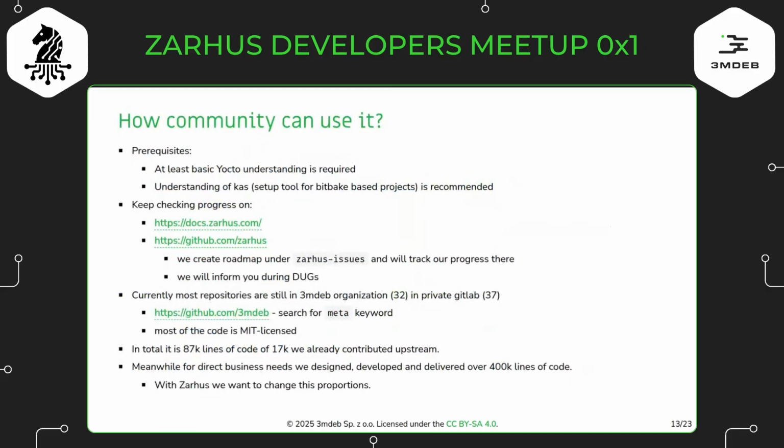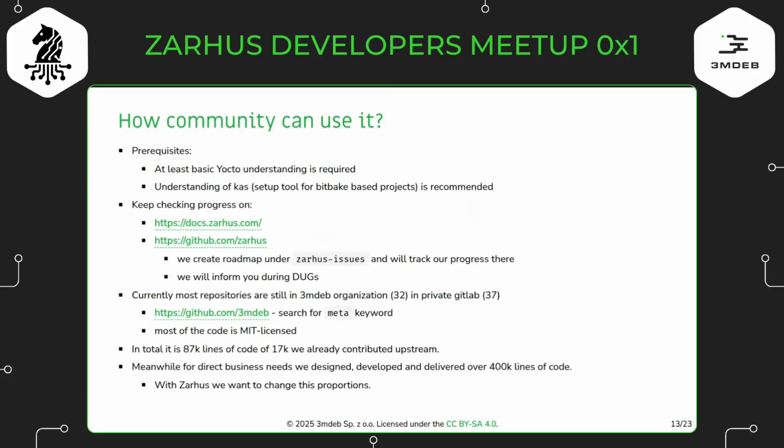How can the community use it? You can go to docs.zarhus.com, or to github.com/Zarhus, where there are Zarhus issues if you want to communicate with us. There are meta layers which you can use in your Yocto projects, and a bunch of software already implemented.